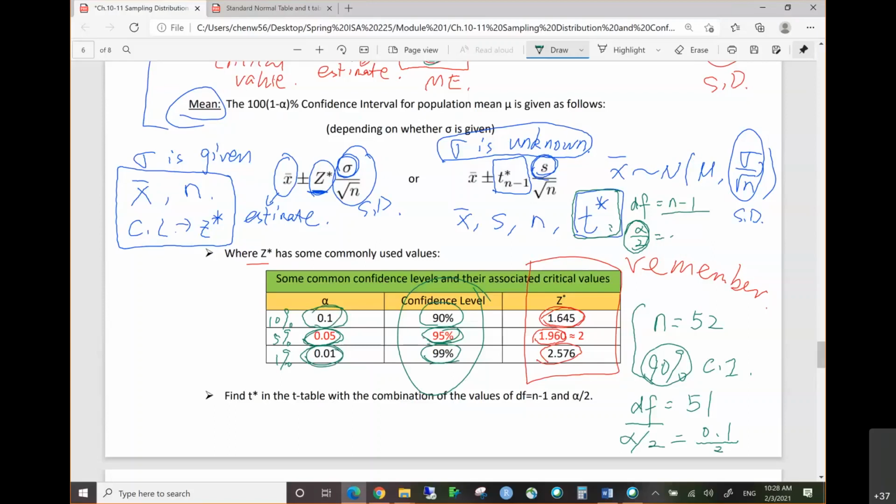So in our example, your alpha over 2 will be 0.05. All right, and then how can we find our t star with these two pieces of information? We go to our t table.